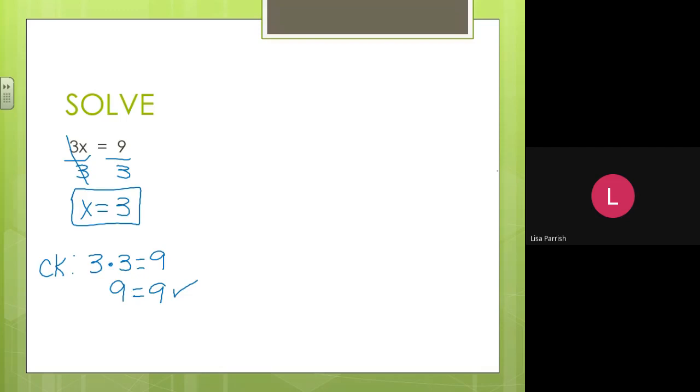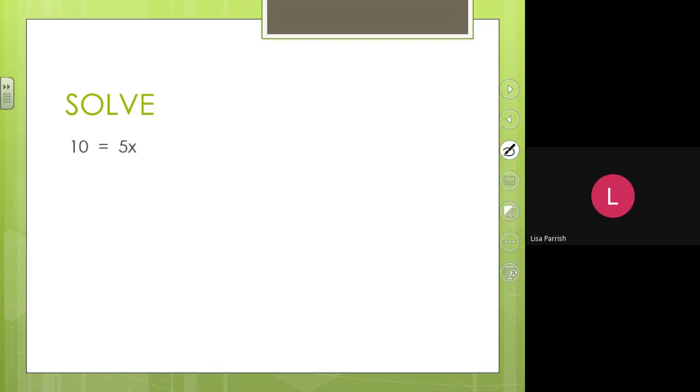All right, now try this one. All they've done, like we've seen earlier this week, is they've switched the problem around. They've put the operation on the right side instead of the left and put the answer on the left instead of the right. They've just switched the order, but you're still going to work it the same. Okay, so you've got 10 equals 5x.